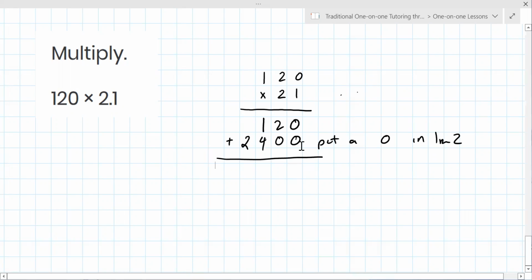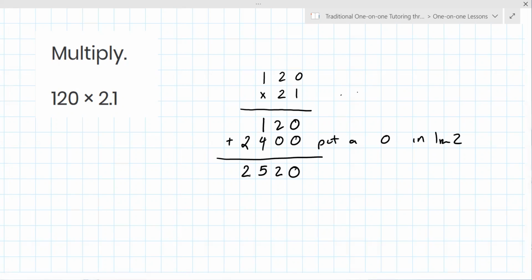Okay, is that okay so far? Yeah. So now you add vertically. You add the 2 zeros. Now you add the 2 and the 0. You're always adding vertically. Okay. 1 plus 4 is 5, and then a 2. Okay.